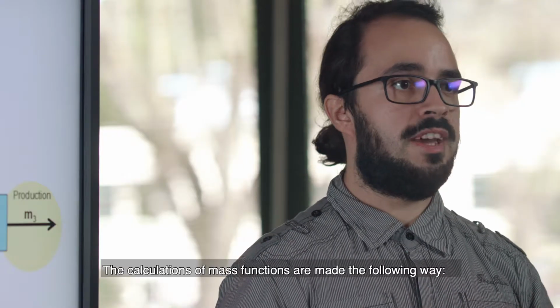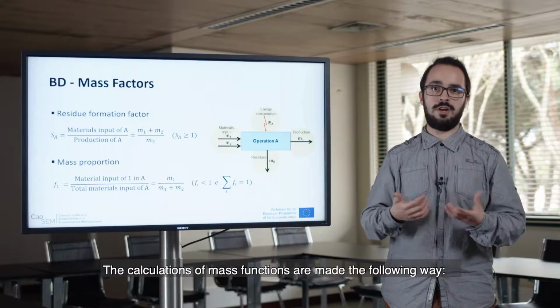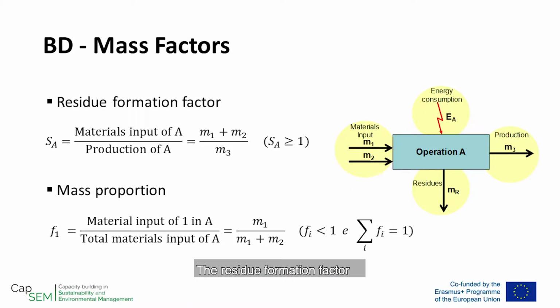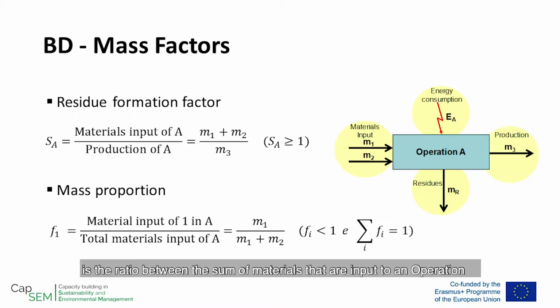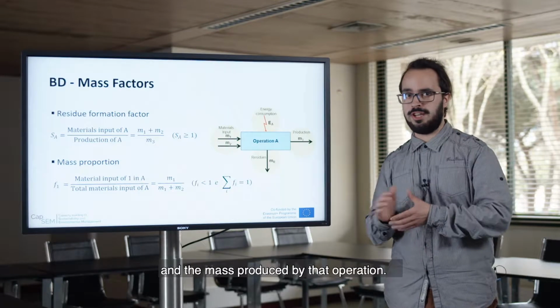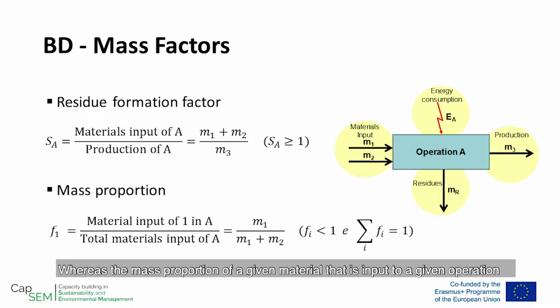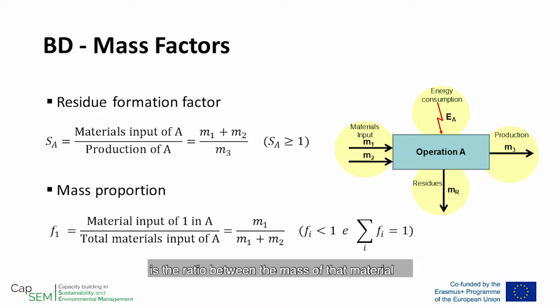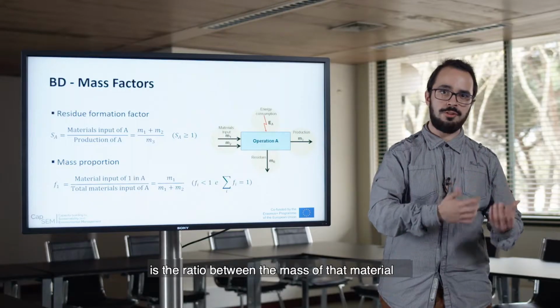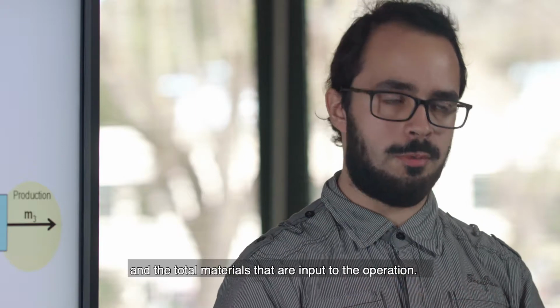The calculation of mass functions is made in the following way. The residue formation factor is the ratio between the sum of materials that are input to an operation and the mass produced by that operation, whereas the mass proportion of a given material that is input to a given operation is the ratio between the mass of that material and the total material that are input to the operation.